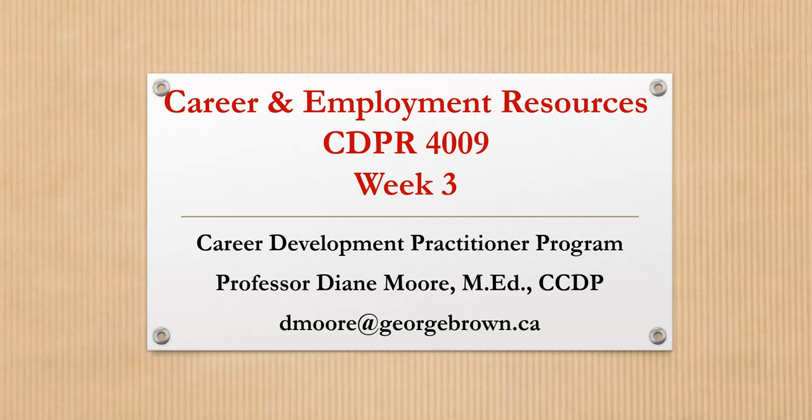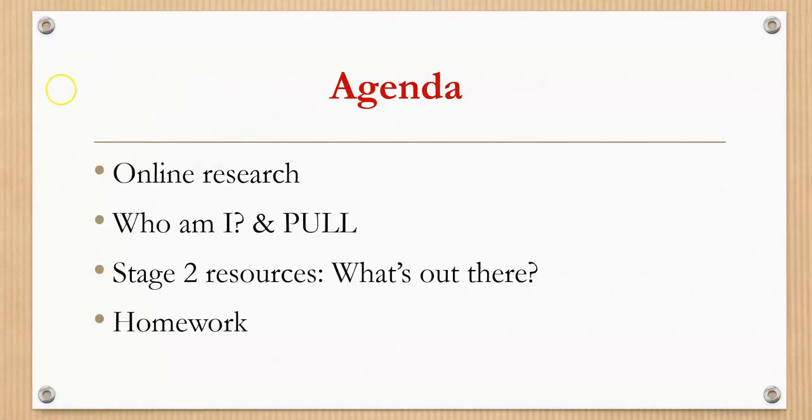In this week's material, we will first look at the topic of how to do good online research. We will then briefly revisit the Who Am I stage of the career life planning model, and we will look specifically at it with an emphasis on looking at the acronym PULL. Then we will move on to look in more depth at stage 2 of the model, what's out there, and the resources that fit with that part of the model. And then to finish off, I will touch on the homework you need to focus on this week.